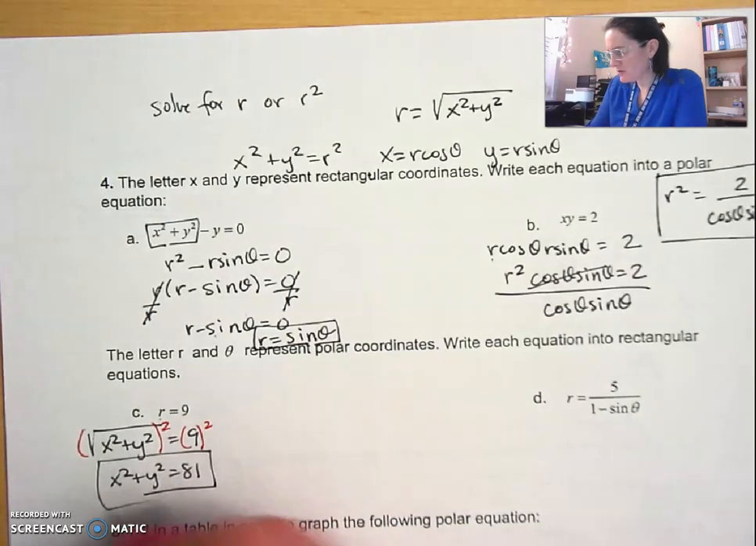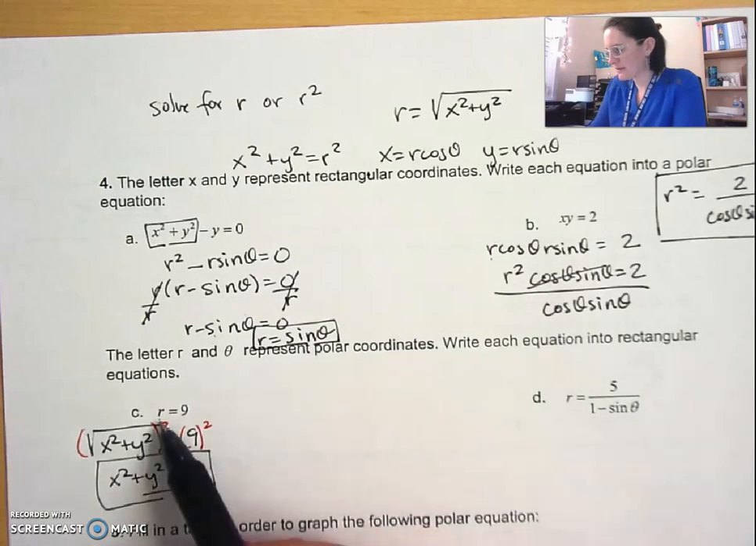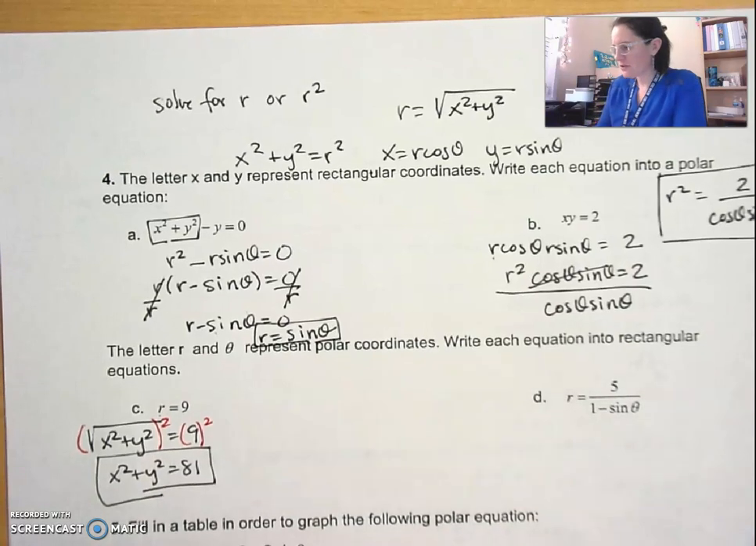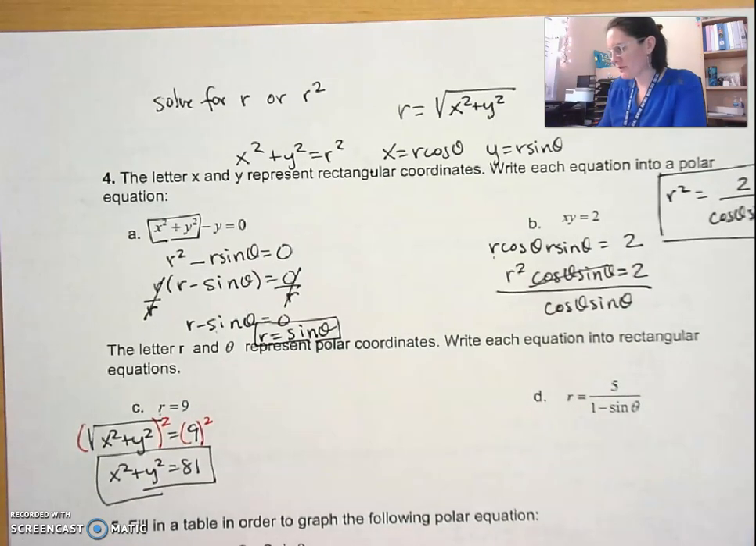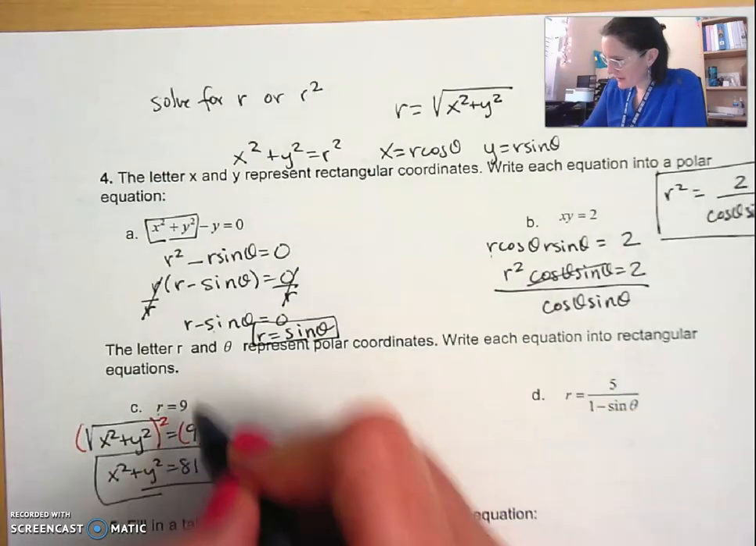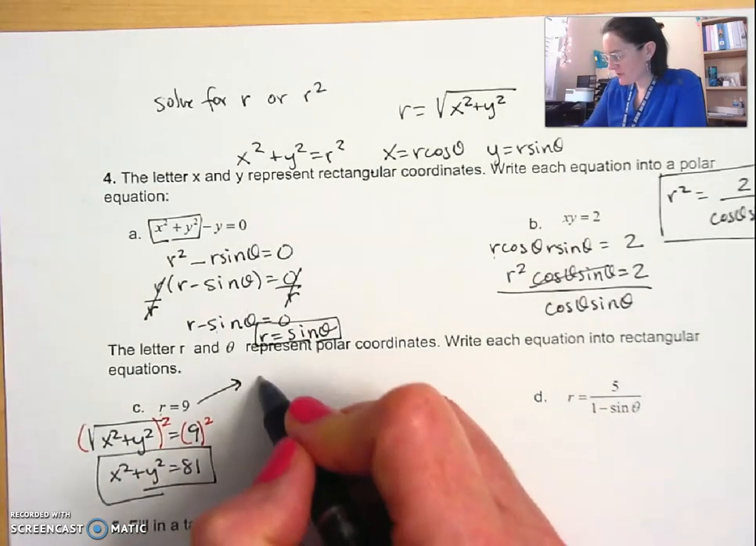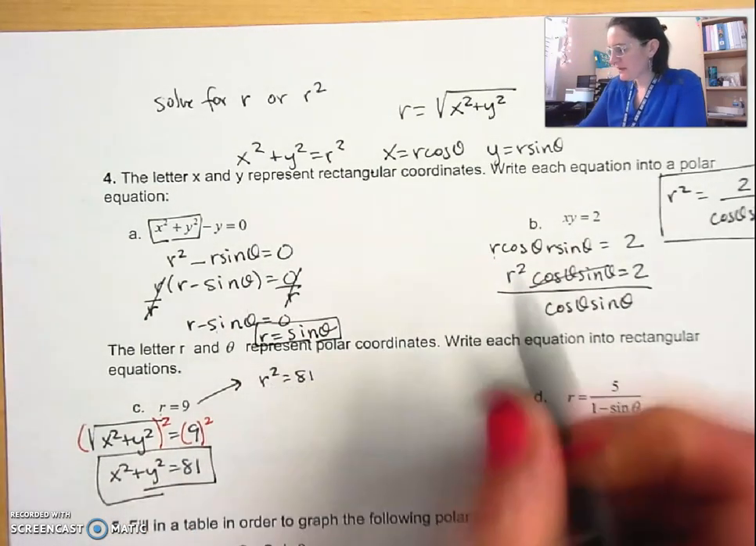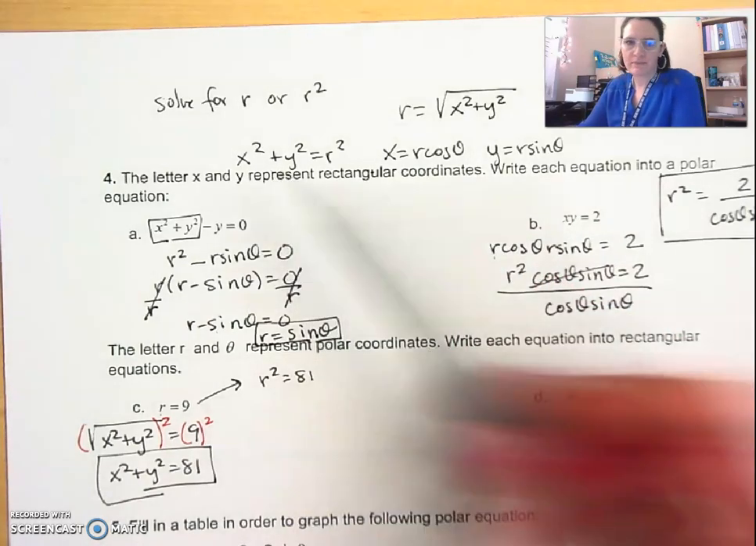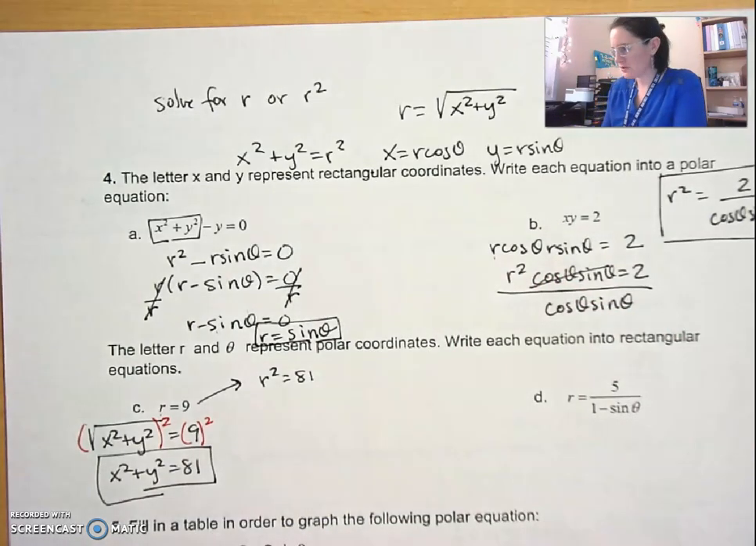That's the equation of a circle with radius 9, which makes sense because r equals 9. So there's no more r's or thetas in my final answer. You also could have, in the very first step, squared both sides and got r squared equals 81, and then subbed for r squared, x squared plus y squared. Either one gets you the same way.